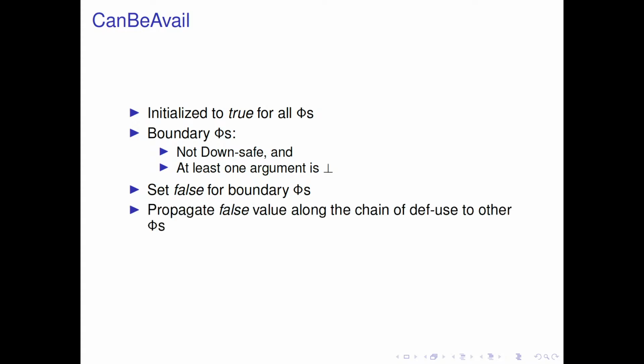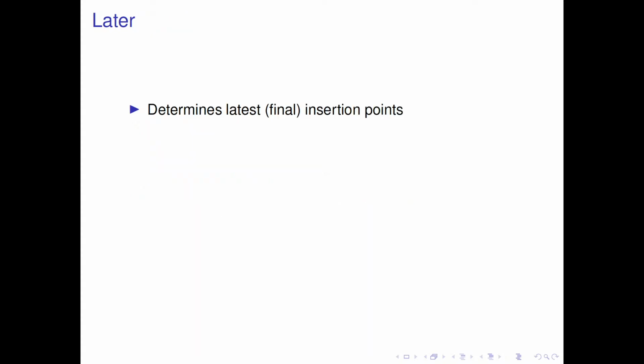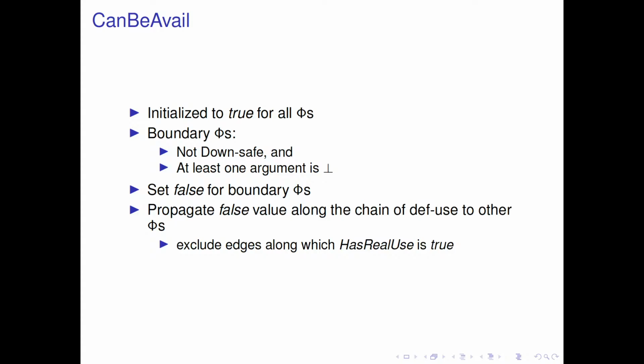Now this false value has to be propagated through the chain of def and use to other phis, excluding edges along which has real use is true. Okay, what does that mean? If you have discovered that some user has put an expression, then you have to ignore those paths, but every other path you have to propagate your can be available thing. Okay, so I am giving you intuitions, actual data flow values are also there in the paper.